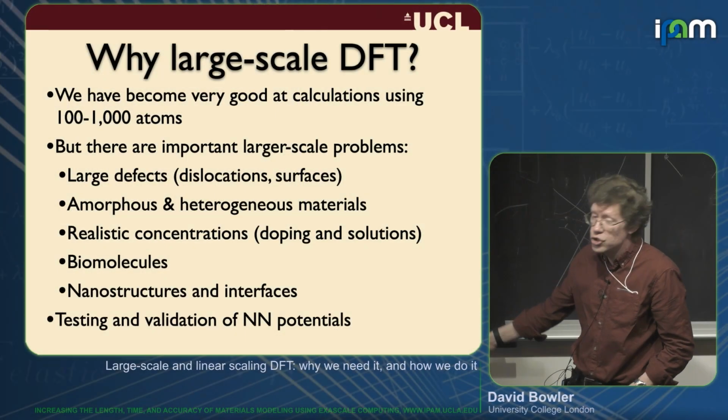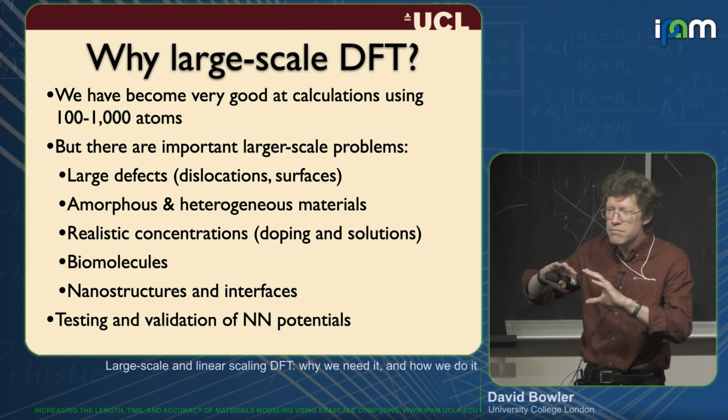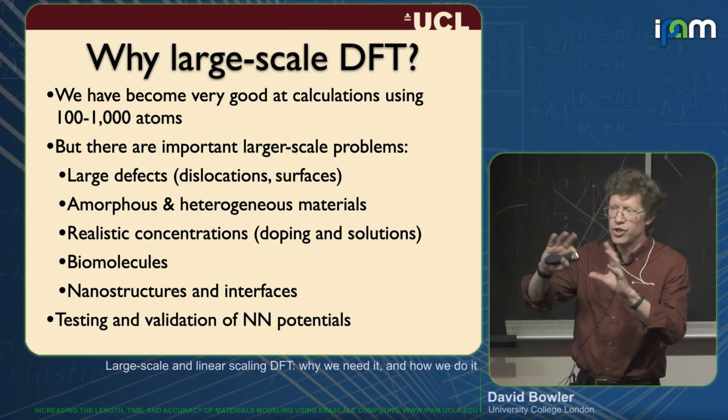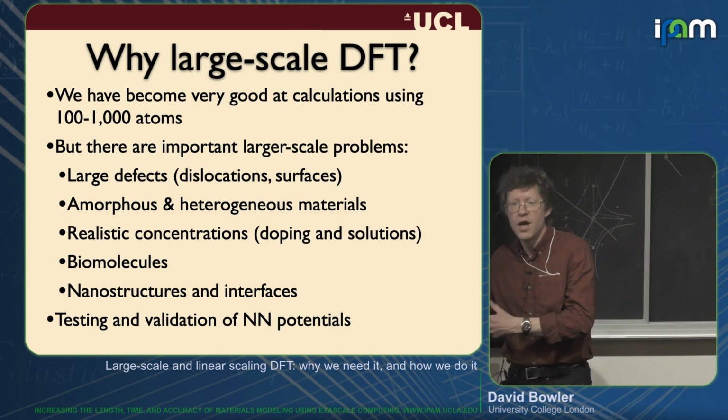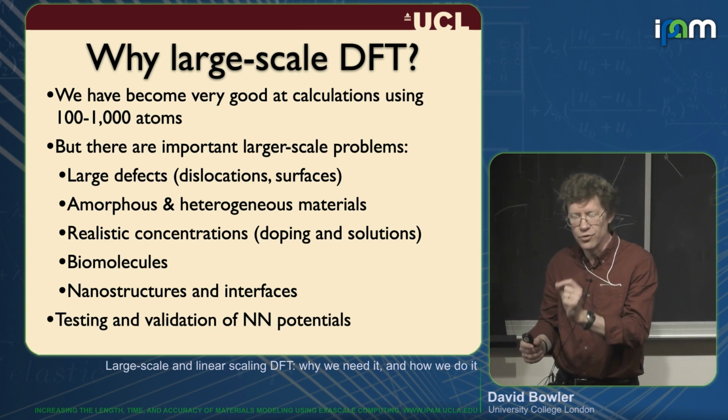Biomolecules are huge, and Heather Kulik, among others, who spoke on Monday, has shown that you need a minimum of 500 atoms in your QM region if you're doing QM/MM before truncation stops affecting the center of your QM region.